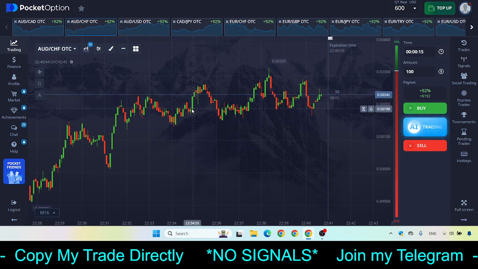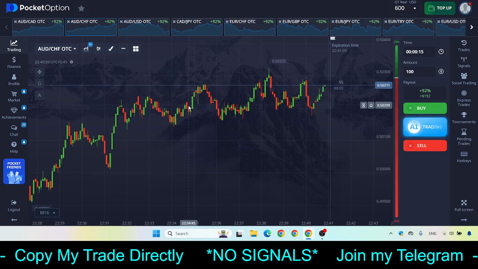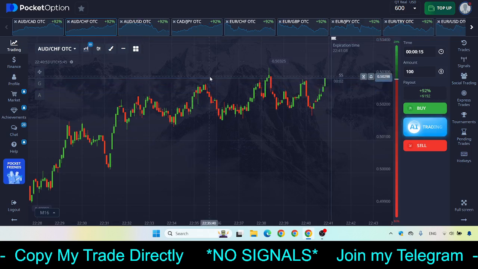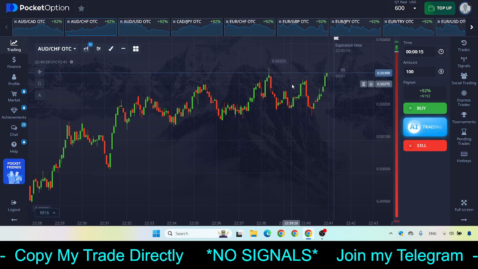15 seconds. Now what we are going to do is simply use support and resistance in order to make the trade. You can do it in any time frame. If your candles are of 1 minute, then make trades in a 3 minute time frame. Okay, it is as simple as this.